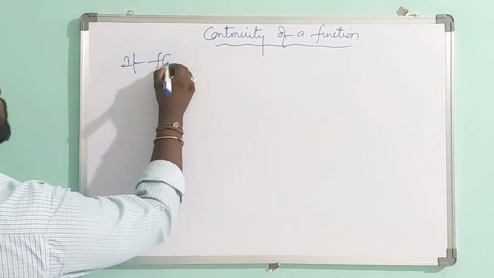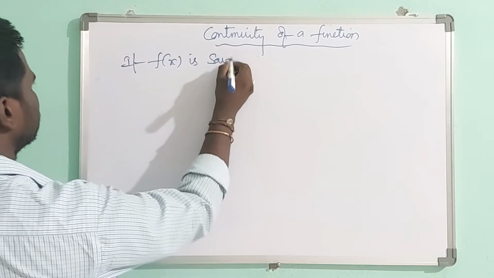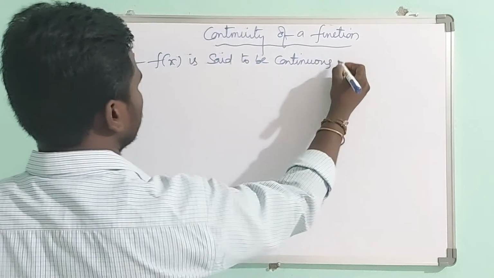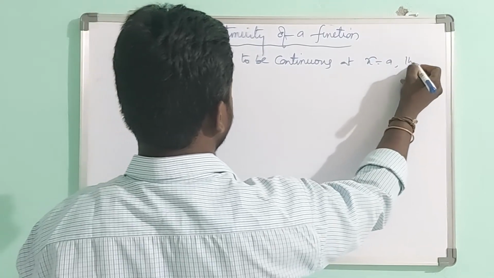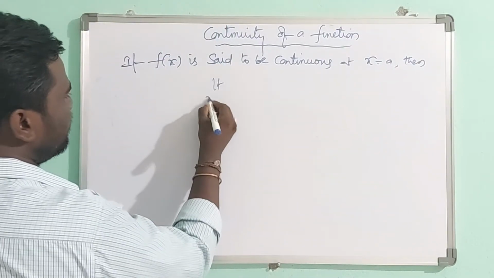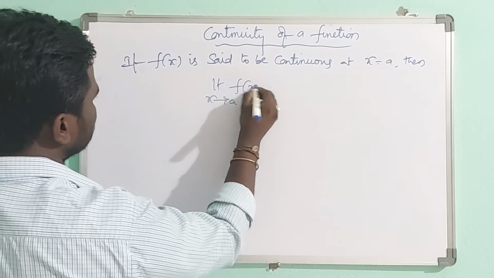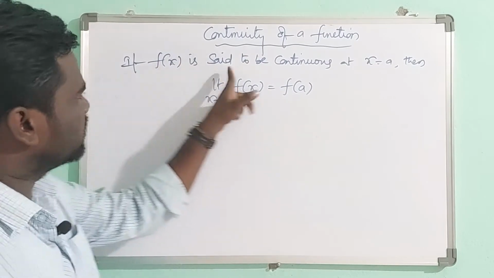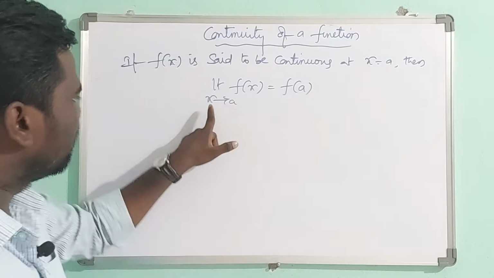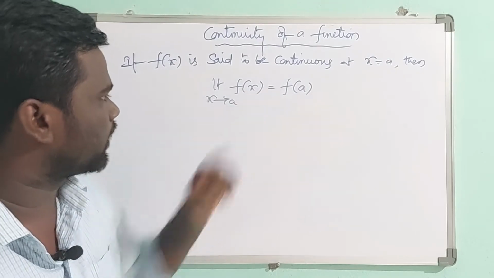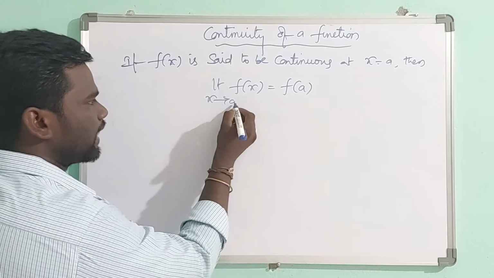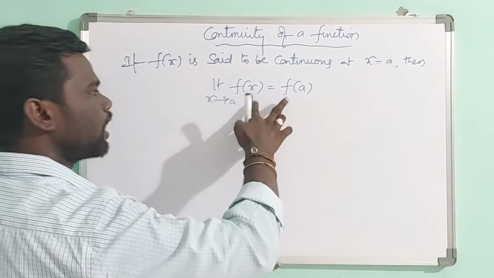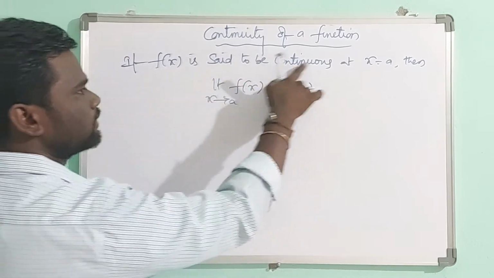If f of x is said to be continuous at x equal to a, then limit x tends to a, f of x is equal to f of a, which means what? The limit exists at x equal to a and the function value is defined at x equal to a. If both are equal, then only it is said to be continuous at x equal to a.